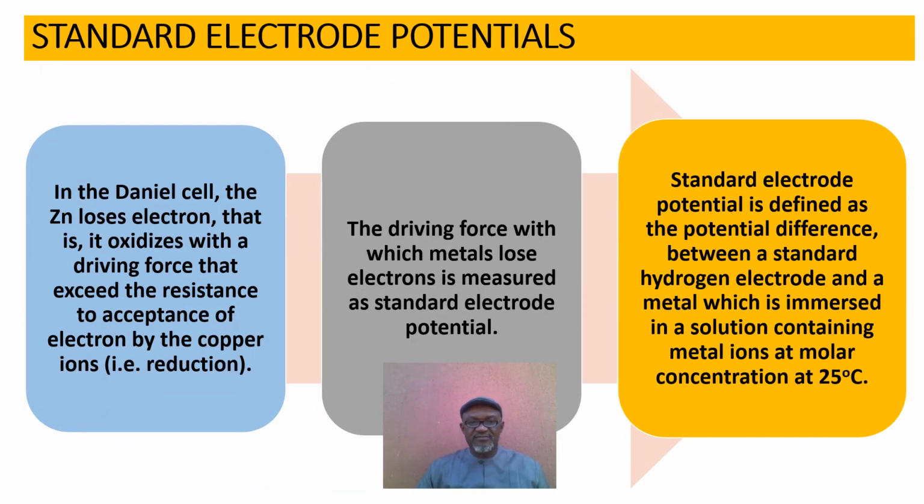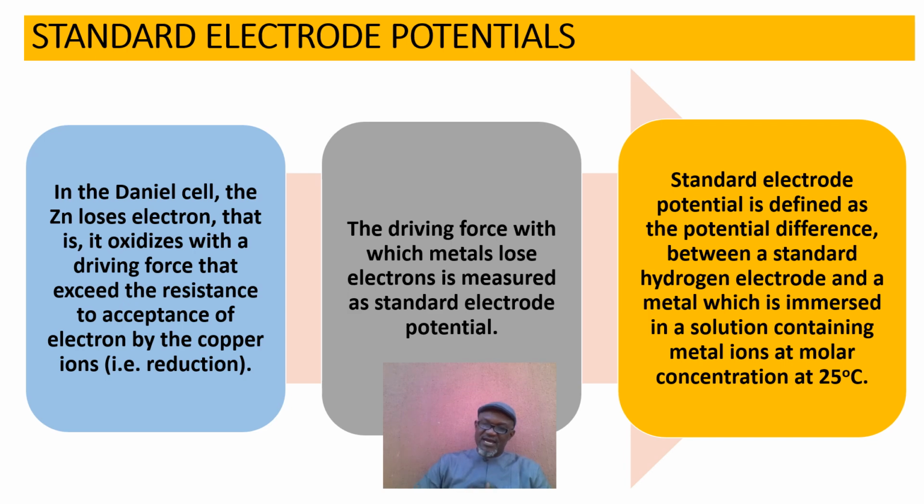Now, in the Daniel cell, remember, the zinc loses electrons, that is, it oxidizes with a driving force that exceeds the resistance to acceptance of electrons by the copper ions. The copper is reduced. So copper undergoes reduction, zinc undergoes oxidation. The driving force with which metals lose electrons is measured as standard electrode potentials. Standard electrode potential is defined as the potential difference between a standard hydrogen electrode and a metal which is immersed in a solution containing metal ions at 1 molar concentration at 25 degrees C.